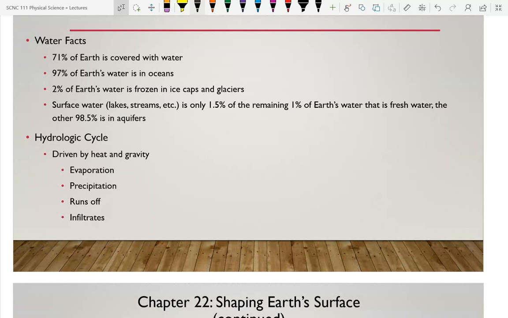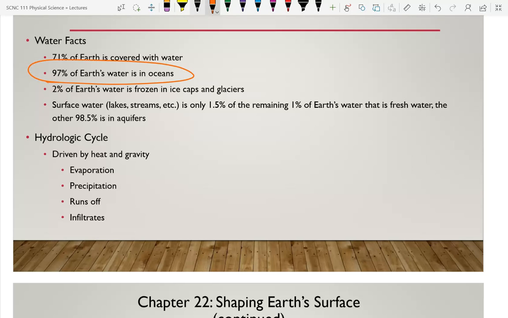Okay, water. Yay. We're getting to recent stuff already because we only have 4 chapters we covered. 71% of the earth is covered with water. Oceans are important to us. 97% of the earth's water is in oceans.